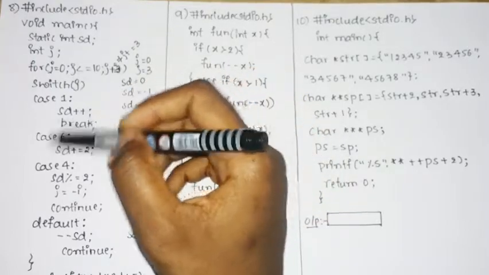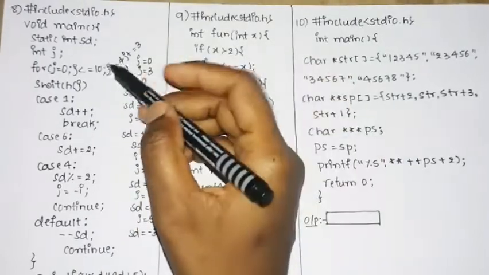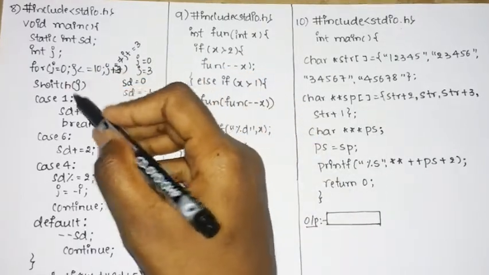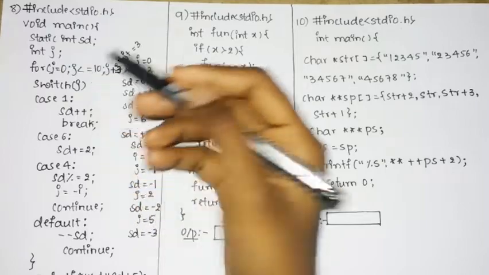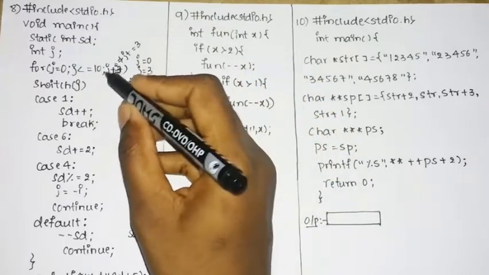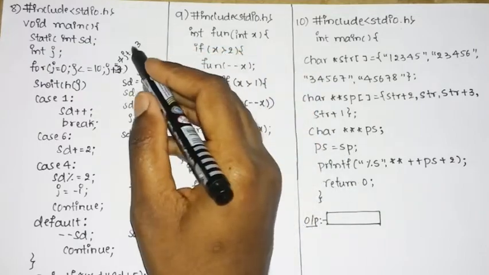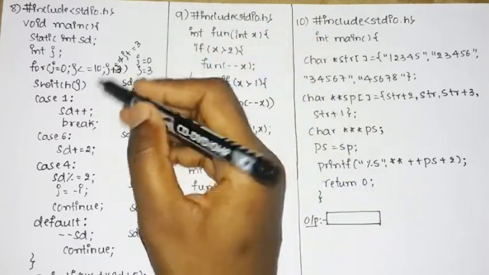Switch of 8, there is no such case. 8 is less than or equal to 10, the condition becomes true, and there is no such case. So again j is incremented, so it will be 8, 9, 10, 11. So now the j value becomes 11.